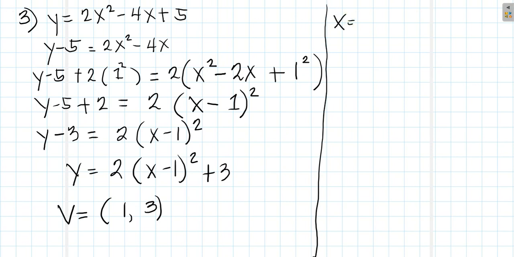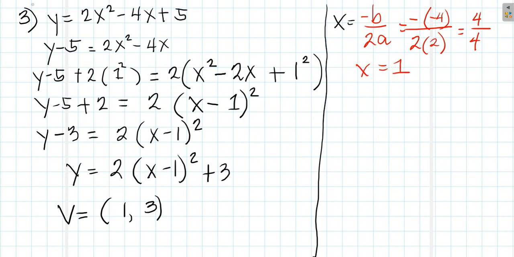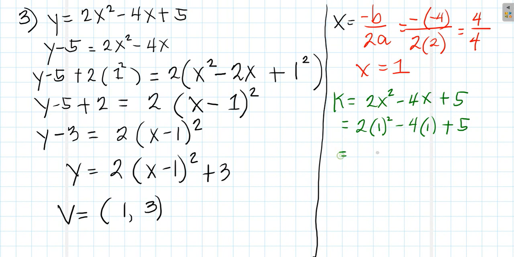So x is equal to, using the formula, negative b over 2a. So negative, your b is equal to negative 4, over 2 times 2. So negative 4, negative, negative, we have positive. So therefore x is equal to 1. And then the value of k: copy the equation and substitute the value of x, which is equal to 1. So 2 times 1 squared minus 4 times 1 plus 5 is equal now to 2 minus 4 plus 5. So we have 2 plus 5 is 7 minus 4 equals 3. Therefore, the vertex is 1 and 3.